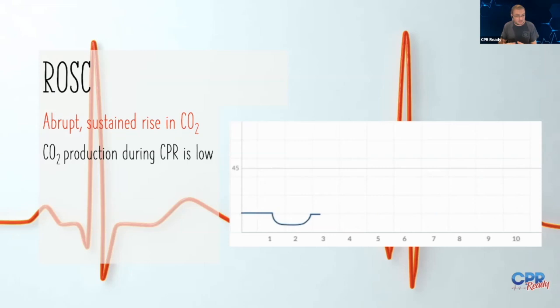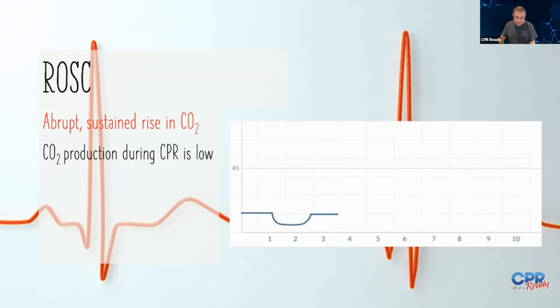Now, if it spikes and it's sustained, what might that reflect? Might reflect that the heart has kicked in, that the person has ROSC, a return of spontaneous circulation. They've regained a pulse. So end tidal CO2 monitoring while you're working that resuscitation can clue you in that you've been successful. And this can signal an opportunity to go ahead and check a pulse.